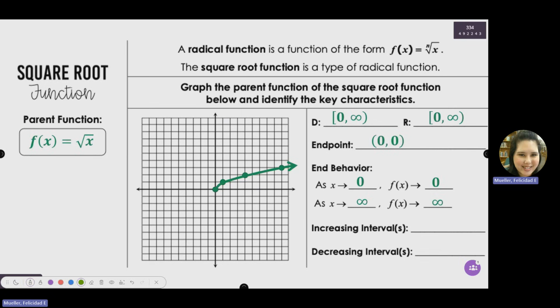Square root functions only have one type of interval. They're either increasing or decreasing depending on your transformations. But for the parent function, it is always increasing, meaning from the beginning to the end, it is going up forever. So 0 to infinity is increasing and not applicable for decreasing. And as always, pause the video if you need time to finish copying down anything.